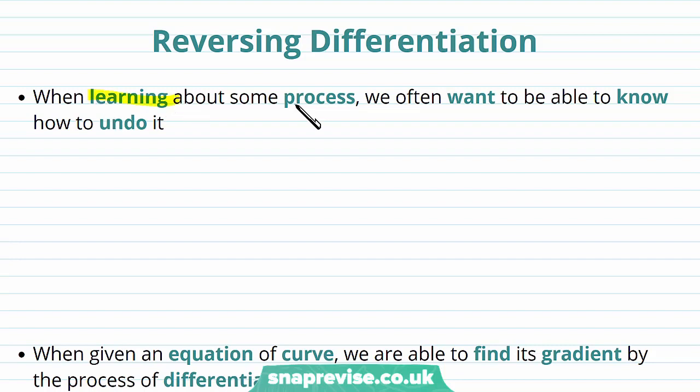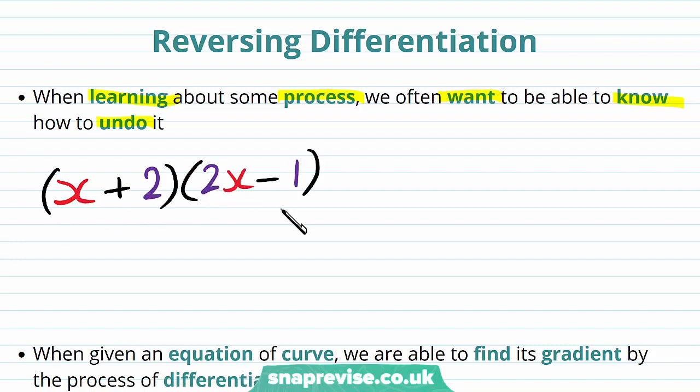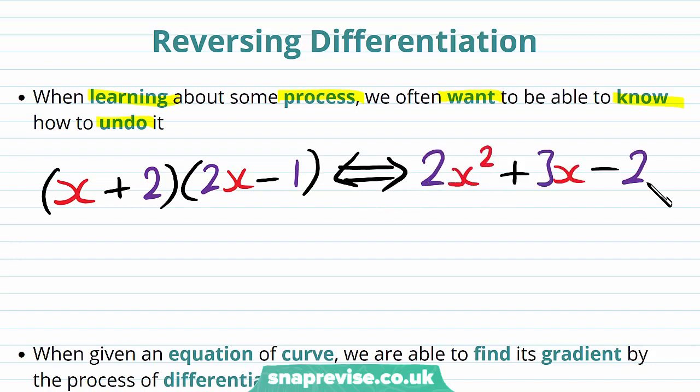When learning about some process, we often want to be able to know how to undo it. So suppose we want to expand some brackets, say the brackets x plus 2 and 2x minus 1. If we expand this out, then we get 2x squared plus 3x minus 2. We also want to be able to factorise this expression back into the brackets on the left-hand side.